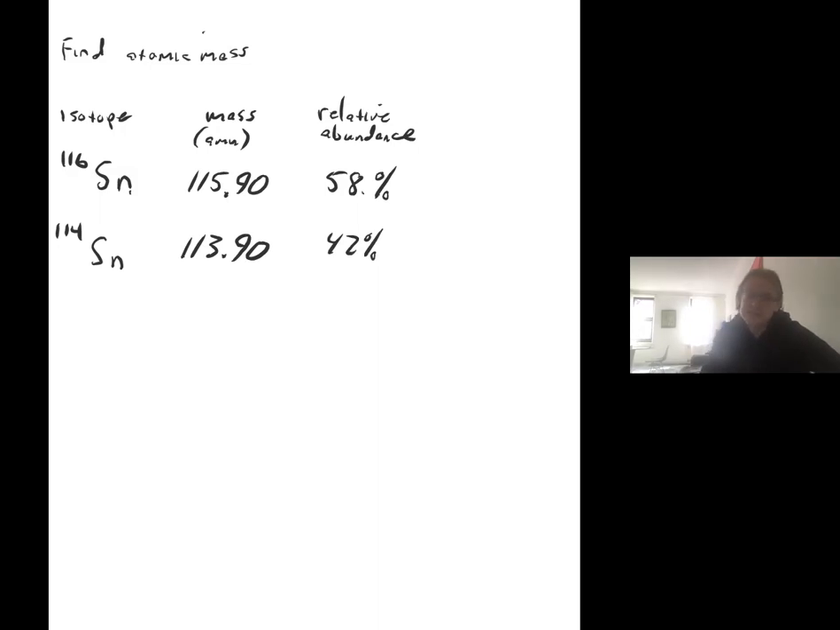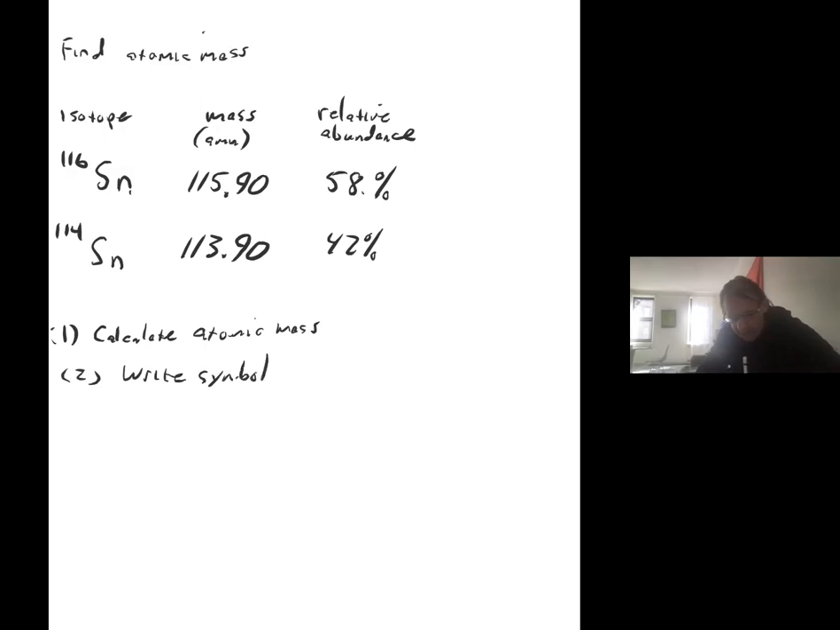Okay, so there's two things they want you to do. One is to calculate the atomic mass. And then two, they want you to write the symbol. And they want you to write it in the form that it would be in the periodic table.